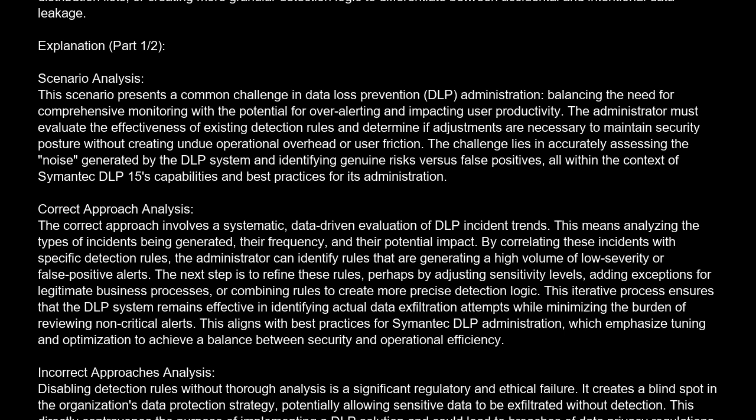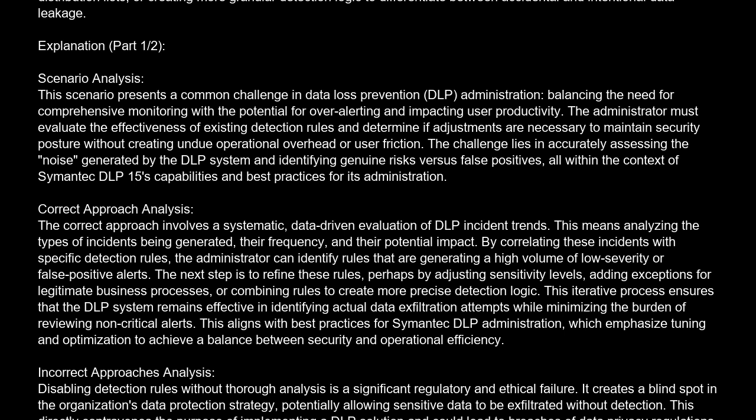Explanation: scenario analysis. This scenario presents a common challenge in data loss prevention (DLP) administration, balancing the need for comprehensive monitoring with the potential for over-alerting and impacting user productivity. The administrator must evaluate the effectiveness of existing detection rules and determine if adjustments are necessary to maintain security posture without creating undue operational overhead or user friction. The challenge lies in accurately assessing the noise generated by the DLP system and identifying genuine risks versus false positives, all within the context of Symantec DLP 15 capabilities and best practices for its administration.